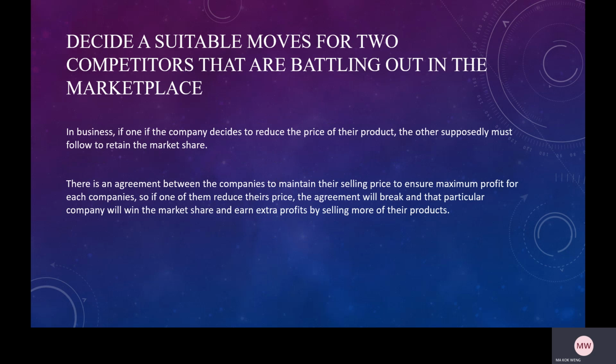In businesses, we can use mathematical theory of games to decide a suitable move for two competitors that are battling out in the marketplace. If one of the companies decides to reduce the price of their product, the other supposedly must follow to retain the market share. There is an agreement between the companies to maintain their selling price to ensure maximum profit for each company. So, if one of them reduces their price, the agreement will break and that particular company will win the market share and earn extra profit by selling more of their products.